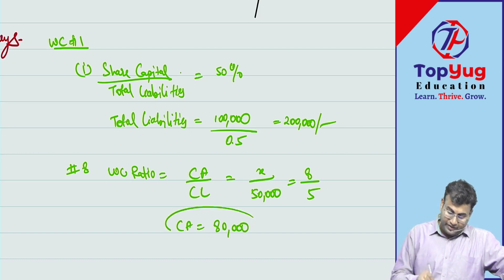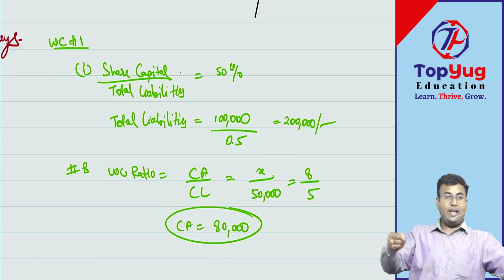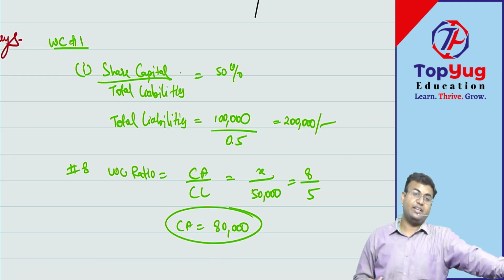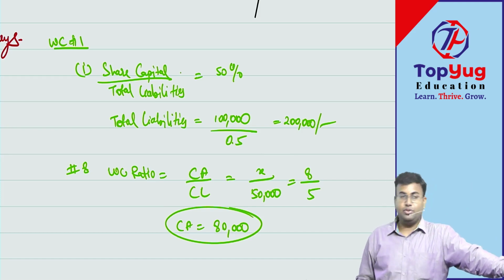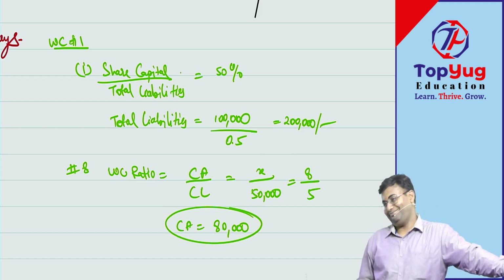Sir, there is one more way of finding out current assets: 2 lakhs minus 120 also you can do. But ठीक है, the ratio is given, so he wants us to use it. So you should not offend the examiner.